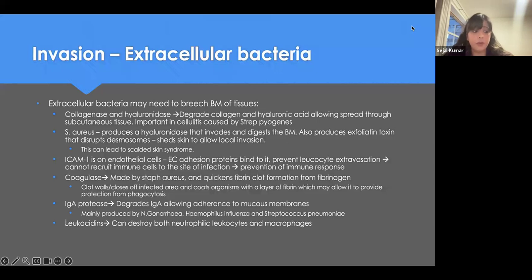And then I've just got a few more examples of enzymes which could be used, like IgA protease, which degrades IgA to allow adherence to mucous membranes, like in the nose, for example, or other places. These are mainly produced by Neisseria gonorrhoeae, Haemophilus influenzae, and Streptococcus pneumoniae. And then you also have leukocidins, which can destroy neutrophilic leukocytes and macrophages. So basically, this is all on slides, so you can look through it later.